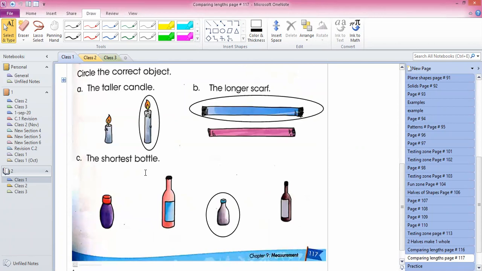The third one was about the shortest bottle. There are four bottles. They have different sizes, different heights. So you see that this is the shortest bottle. That's why you circle it. If someone asks you the tallest bottle, you will circle this one. Up to here we completed yesterday.